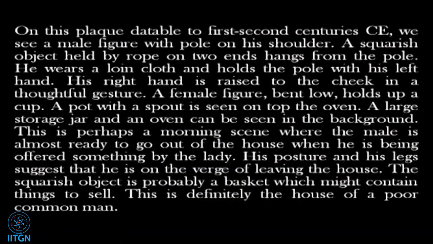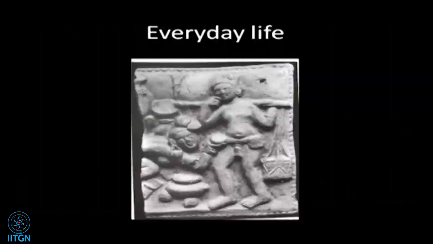This is actually the description that we have already seen. I don't think we have to repeat it. So we have seen the oven, we have seen the storage jar, and perhaps it was a morning scene, and his posture and his legs suggest that he's on the verge of leaving. Yes, here art history helps us a lot. Look at the leg. There is a sense of movement, and this sense of movement gives you the impression that he was about to leave.